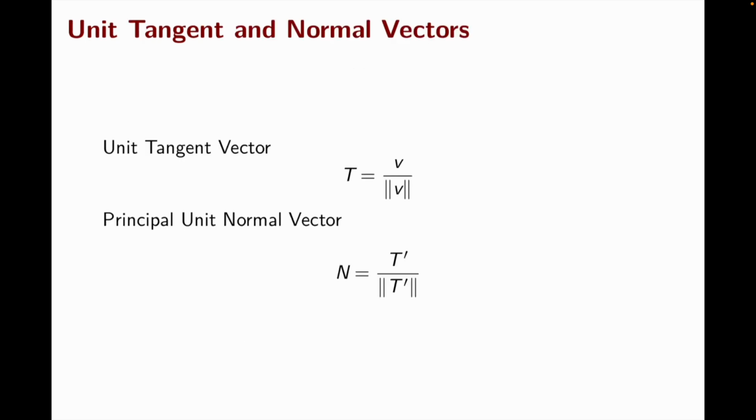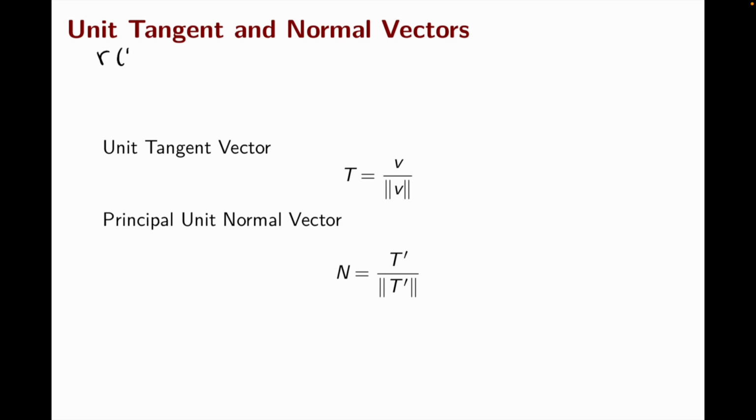These vectors in general are different from the velocity and the acceleration, but they are related too. So the tangent vector is just the velocity normalized, and the normal vector is the tangent vector's derivative and then normalized.